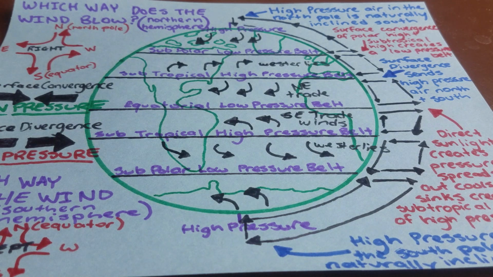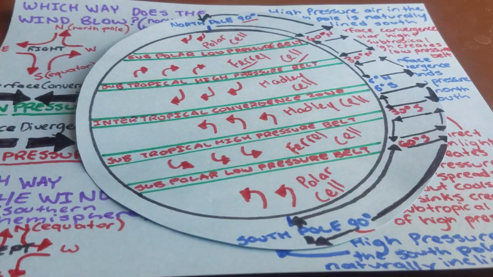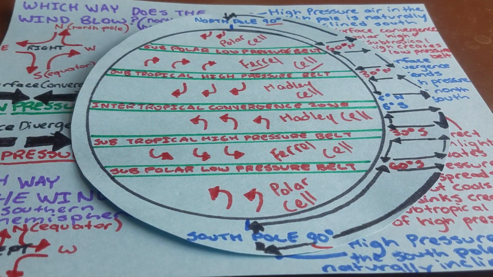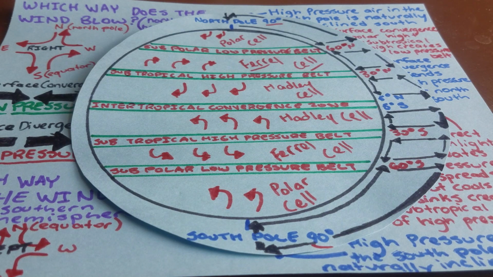Now what we're going to go over today is that these regions in between these pressure belts have their own names, and they're called cells, okay? And they all have different places in which they are separated, okay? And of course we know that now as the pressure belts, okay?